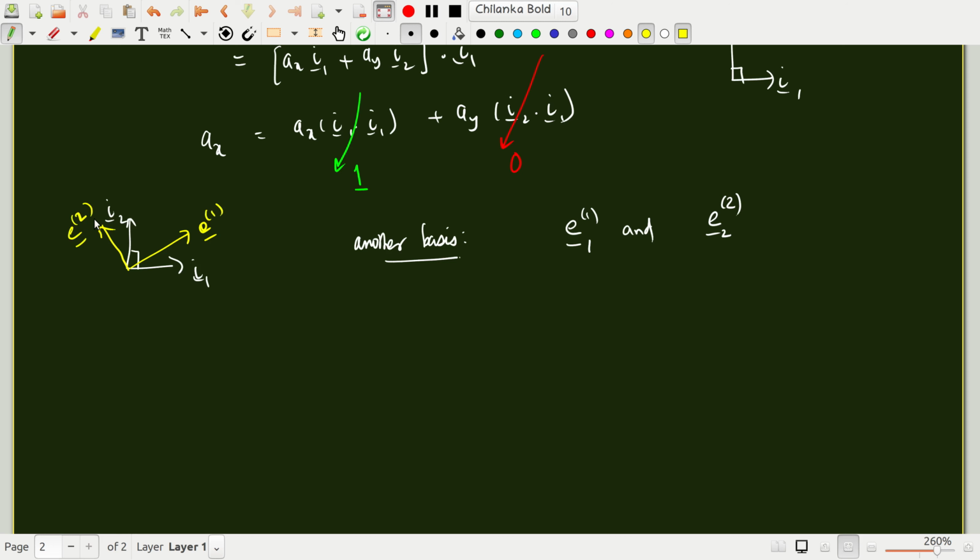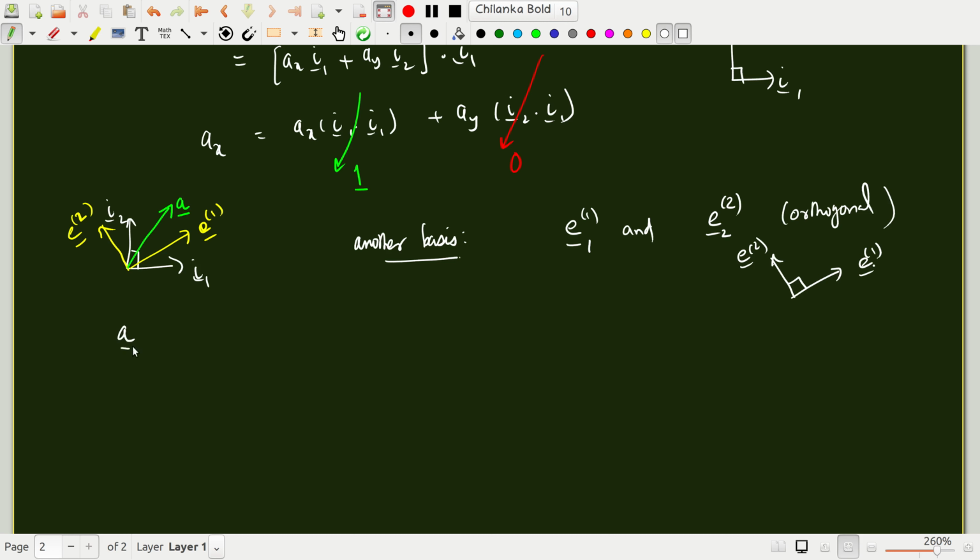Okay, now these are, again, I'm going to assume these two to be orthogonal. That is, this angle between E1 and E2 is 90 degrees again. So I can write the same vector A. Note that I have this vector A now in terms of E1 and E2.